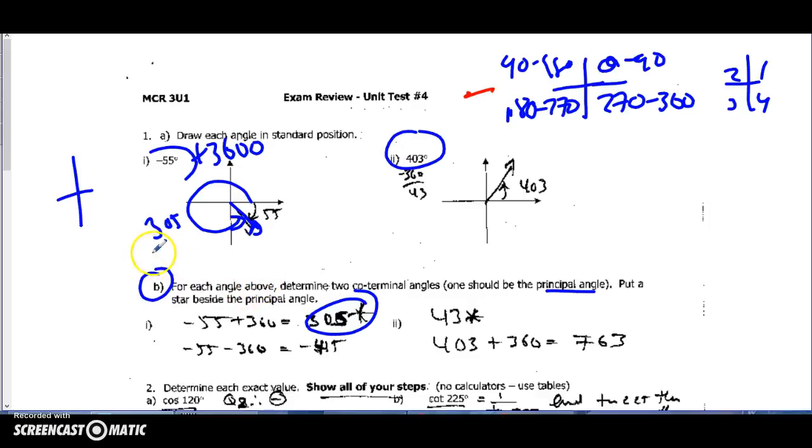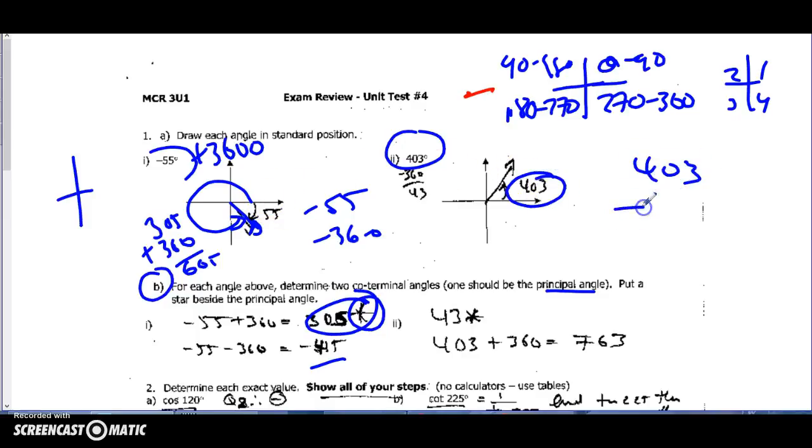And if I want another one, I could add another 360 here, and I could end up with 665. The other thing is I could subtract. So if I have 55, I can subtract 360, and I end up with negative 405. The principal angle, like I said, is the one between 0 and 360. Here I have 403. If I go 403, which is more than 360, and subtract 360, I end up with 43 degrees. 43 degrees is less than 90, quadrant 1. That's why I drew this.